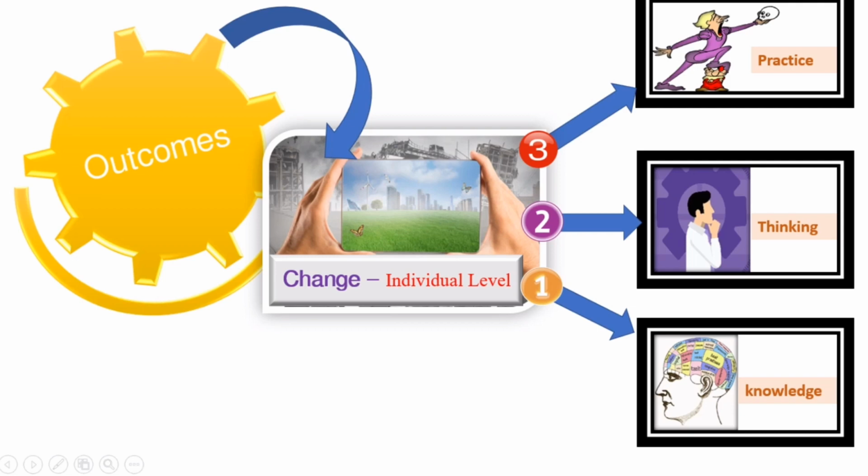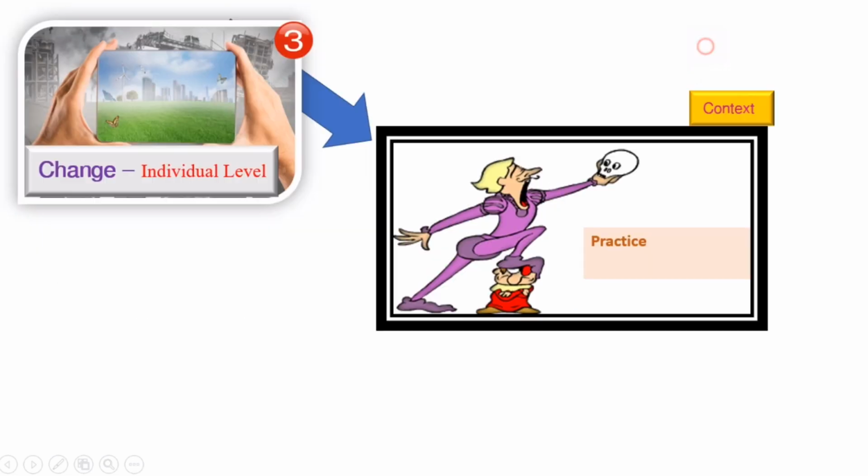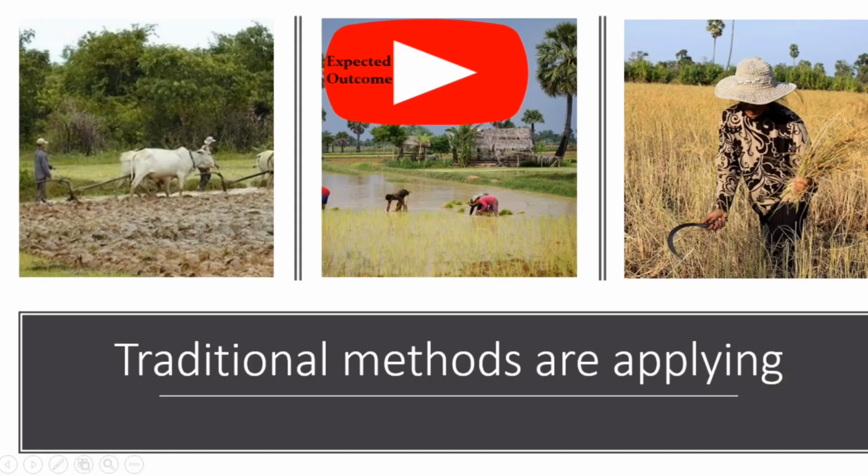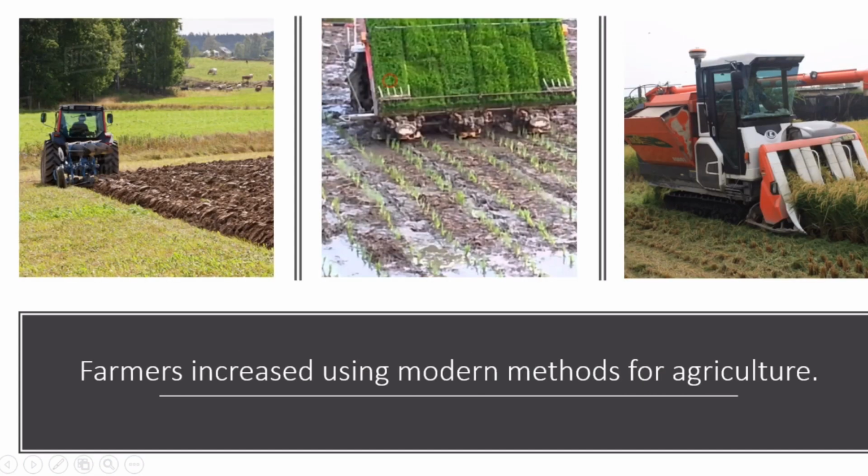Now move to the practice. Similarly, look at the context of the practice currently. Look at the picture, you can see that farmers love applying the traditional method. So they keep applying traditional methods for plowing, planting, and harvesting. So this is the current practice. What can we do with that? Yes, we can formulate the expected outcome like this: farmers increase using modern methods for agriculture. So this can be one of our expected outcomes.